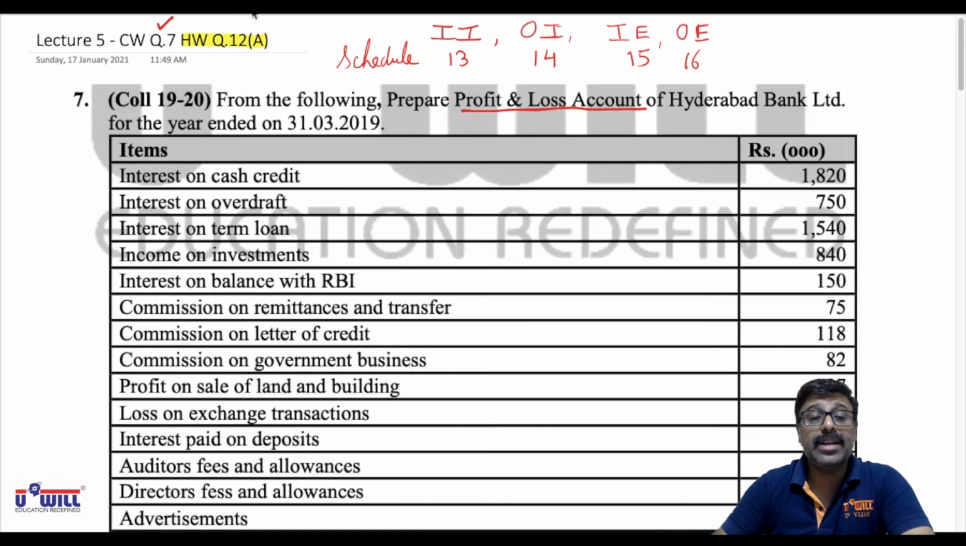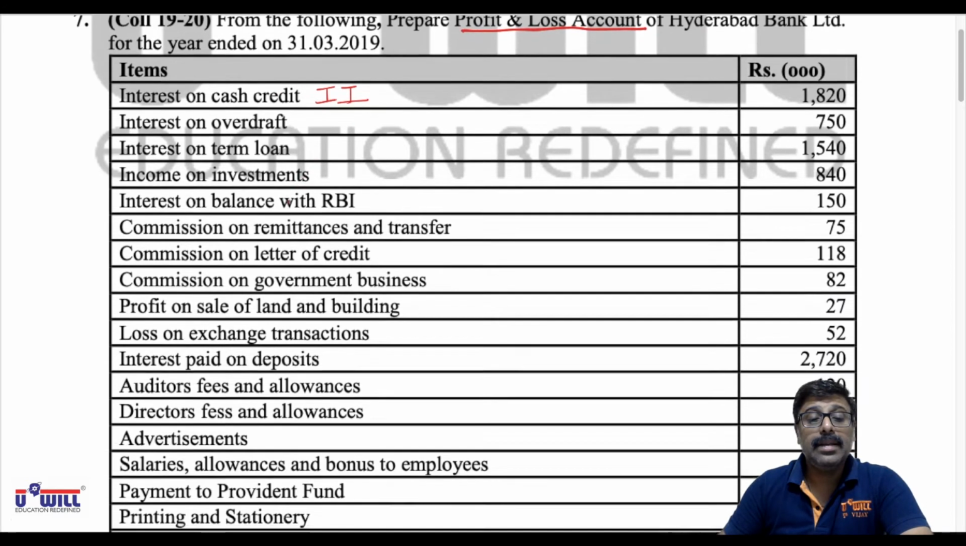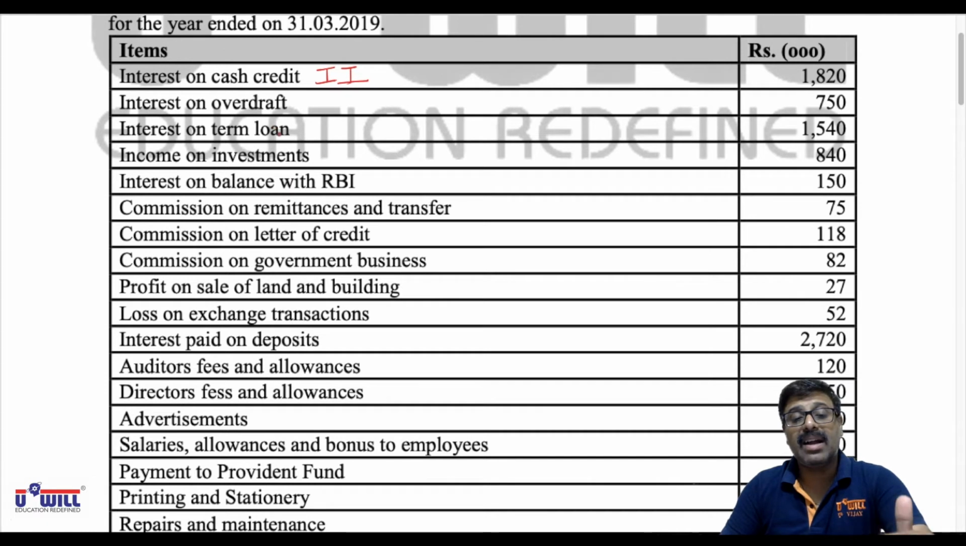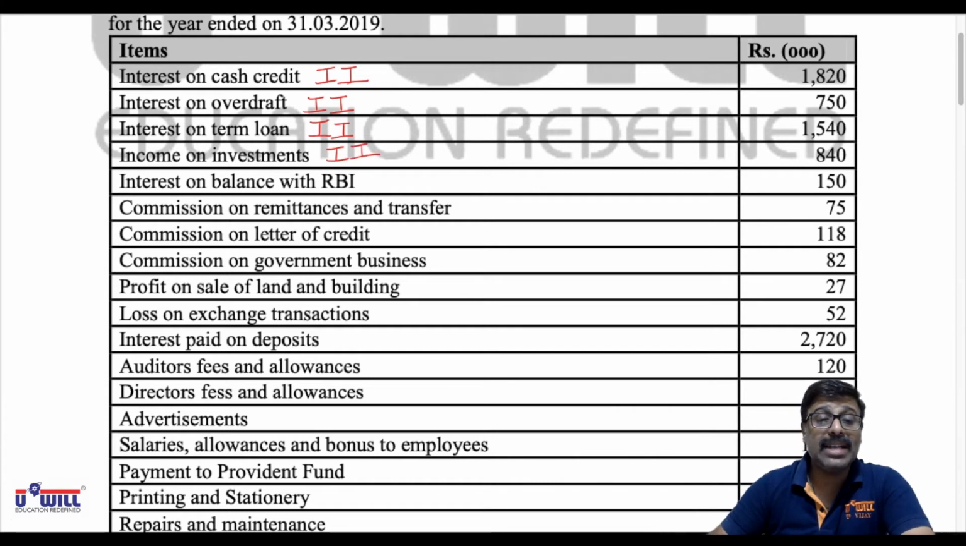Interest on cash credit. Now be careful. Cash credit is a kind of loan given by the bank. So for the bank, interest on cash credit is an income, interest income, II. Same way, interest on overdraft. Overdraft is also a kind of loan given by the bank. So interest on overdraft is interest income, II. Interest on term loan, again term loan is given by the bank, so interest on that is interest income II. Income on investments, again interest income II. Interest on, now this is what I said to you just now.